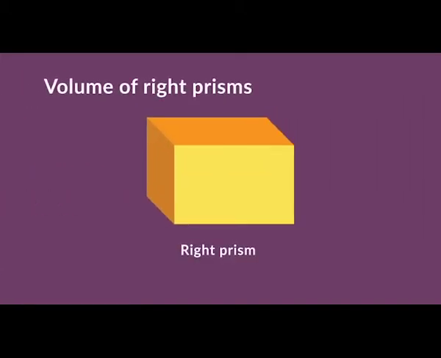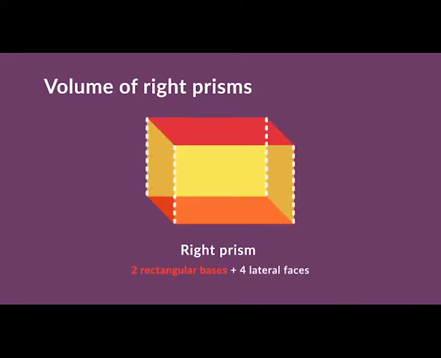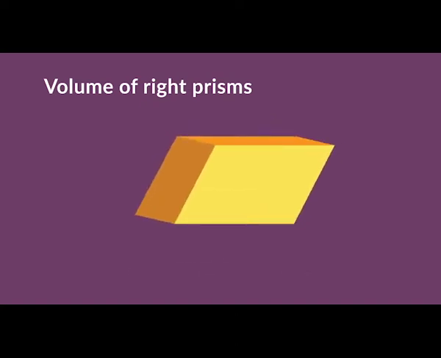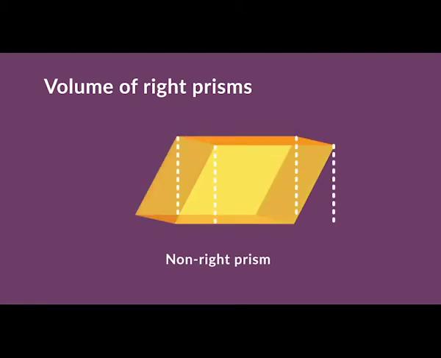A right prism is a geometric solid that has 2 identical bases, one directly above the other. It is called a right prism because it has lateral or side faces at right angles to the base. This would not be a right prism because although the bases may be identical, they are not positioned directly above each other and therefore the faces are not at 90 degrees to the base.